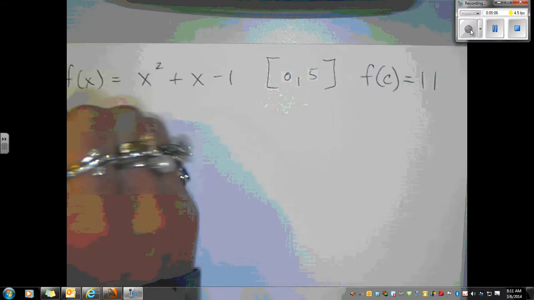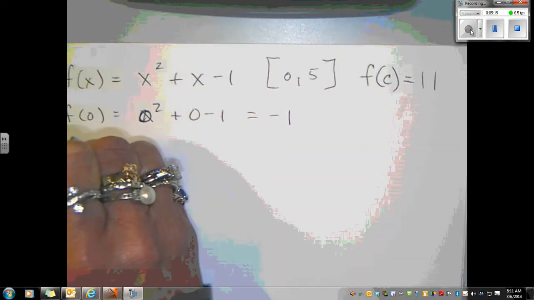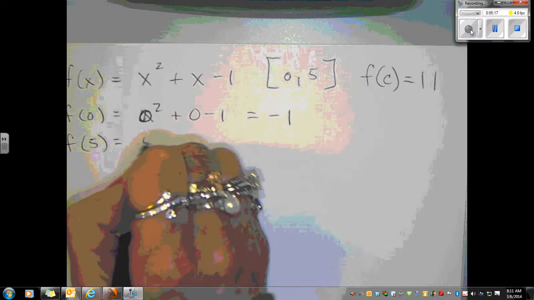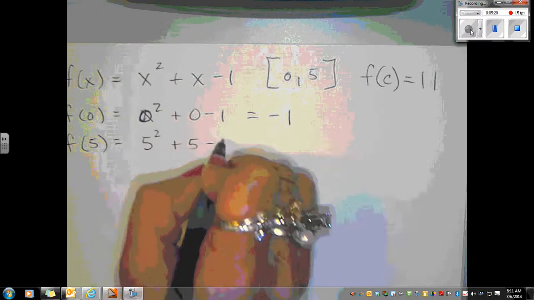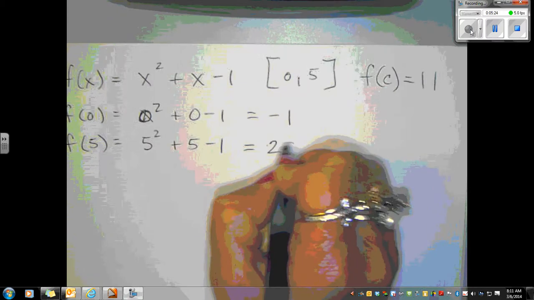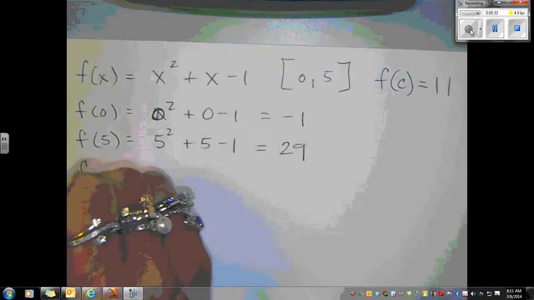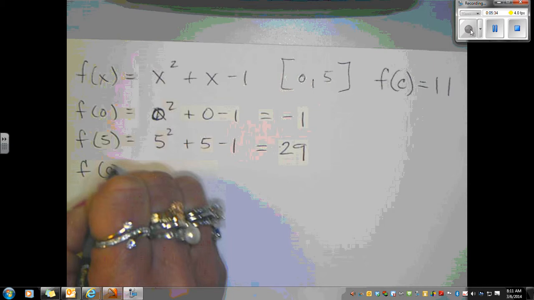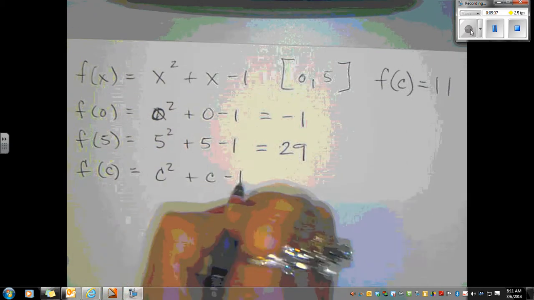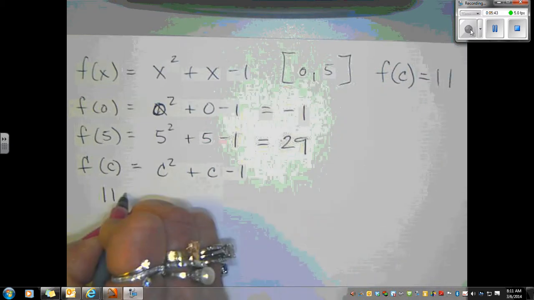So f of 0 is equal to 0 squared plus 0 minus 1. That's negative 1. What's f of 5? 5 squared plus 5 minus 1. 25, 30, minus 1 is 29. Okay, so those two values did exist. Now, since they did exist, there's some place in between there, f of c, so that would be c squared plus c minus 1, and that f of c is going to be equal to 11.